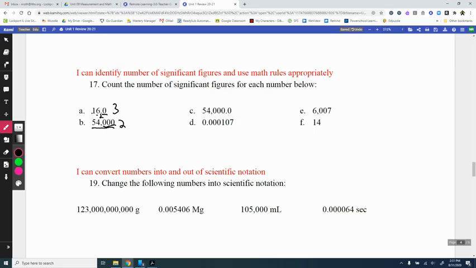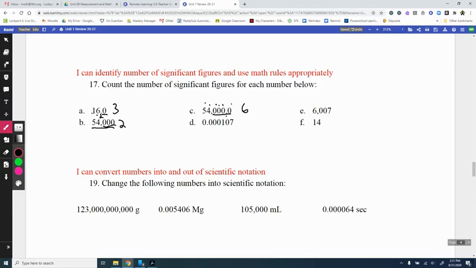Next one, it looks like the same number, right? But that decimal is very important. That decimal makes all of these trailing zeros significant now. So all of those are significant, and we have 1, 2, 3, 4, 5, 6 sig figs.